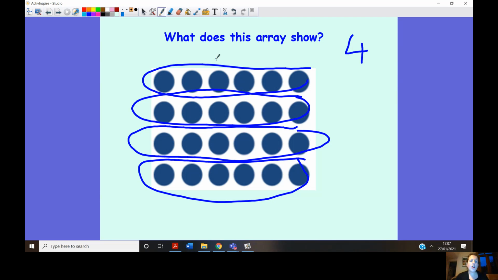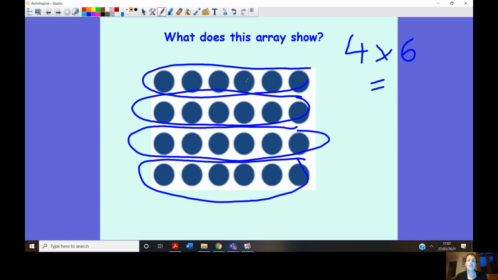How many in each row? 1, 2, 3, 4, 5, 6. So it shows 4 rows of 6. 4 times 6. So I'm going to quickly count. I'm going to skip count in 6s. If you don't know it, just count along the dots as best as you can.